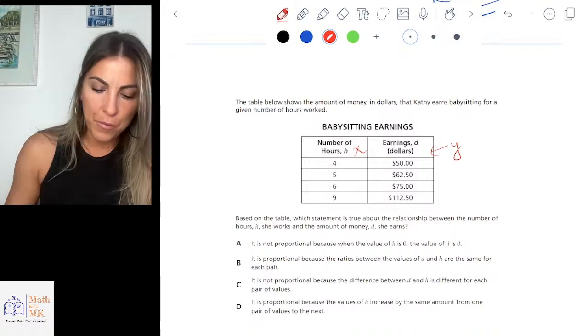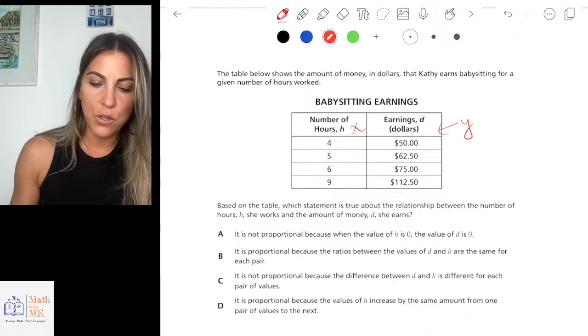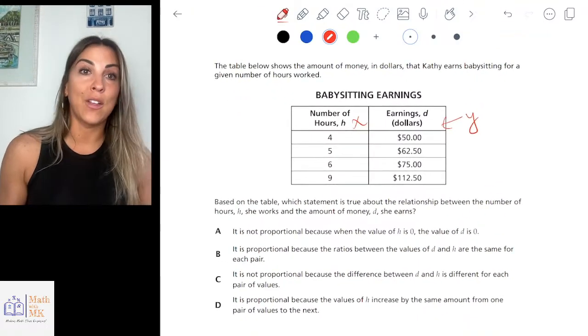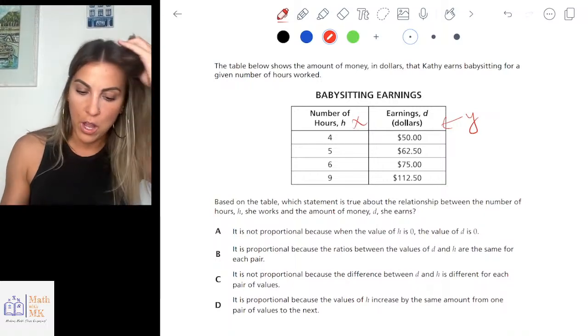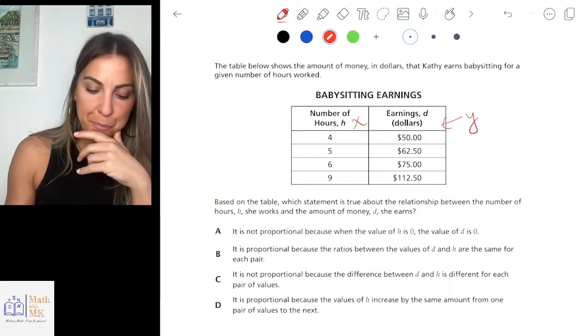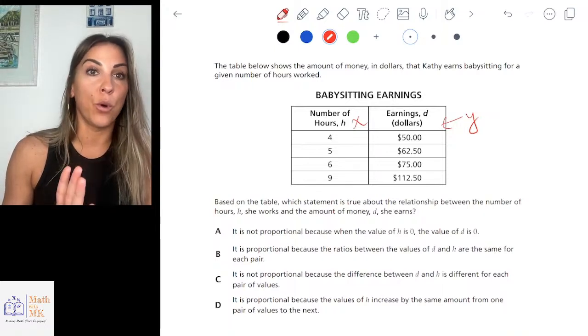Based on the table, which statement is true about the relationship between the number of hours H she works and the money D that she earns? So this is one of those problems where you really have to read the answer choices before you even know what type of math to do and what you should be looking for. So let's look at answer choice A. It is not proportional. So I'm going to stop right there and annotate the word proportional, right?